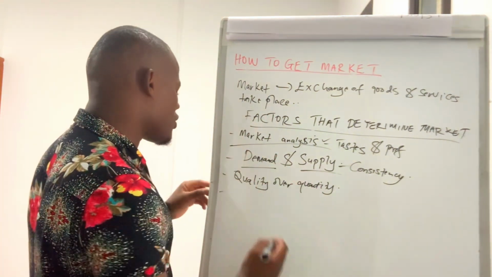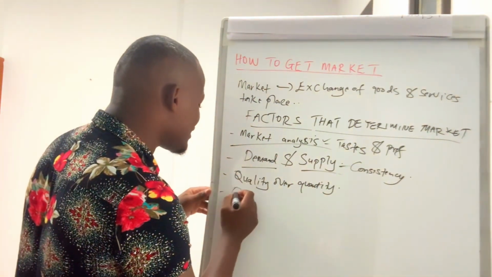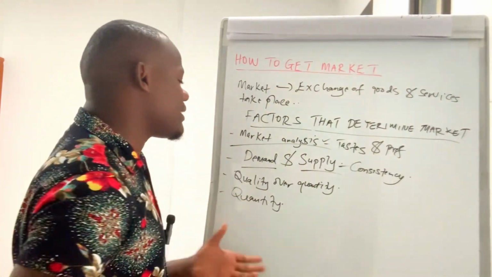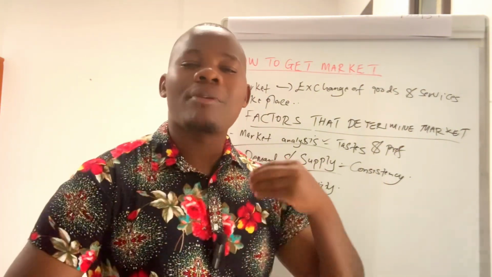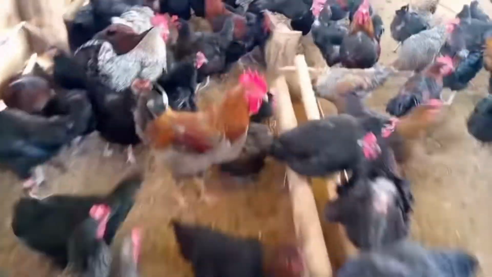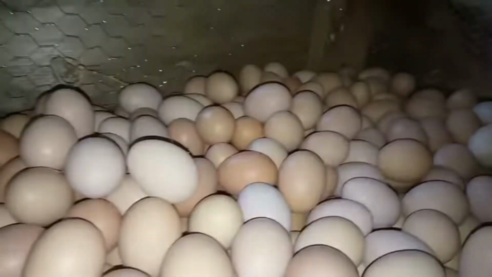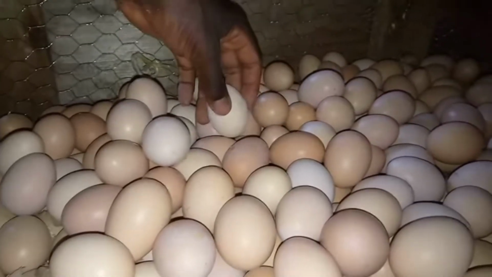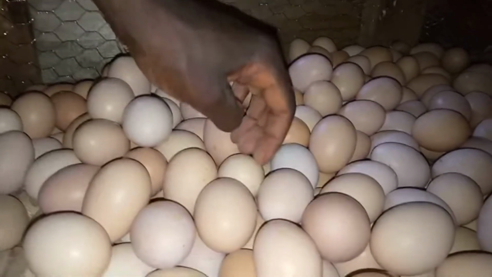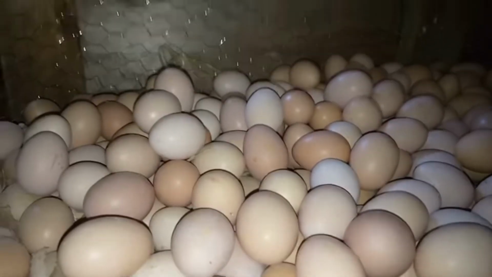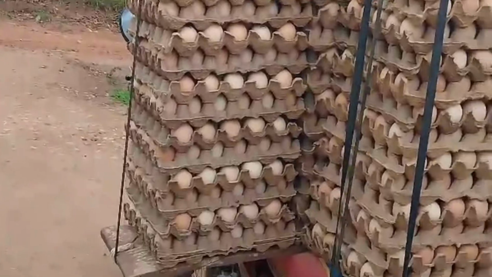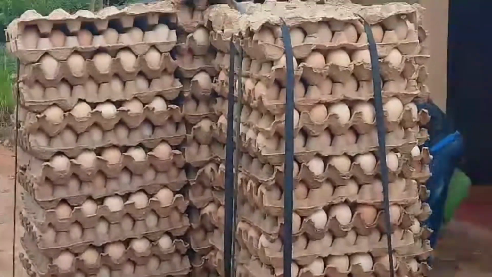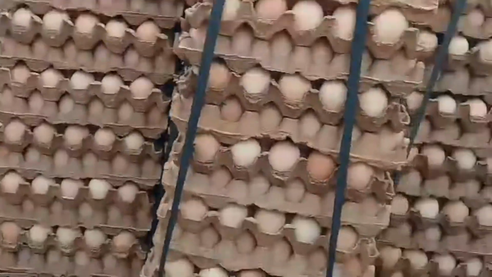Now, another factor that determines our market is what we call quantity. Yes, quantity is also a factor. What is quantity? Quantity means whether you are capable of supplying enough products for them, because in most scenarios, you may find that the market needs too many products from you, but you are not capable of producing them. Maybe they demand, for example, 500 trays of eggs per week, and you can only give them 100 trays. That means your quantity cannot satisfy the market, because the demand is too much and you cannot supply it.